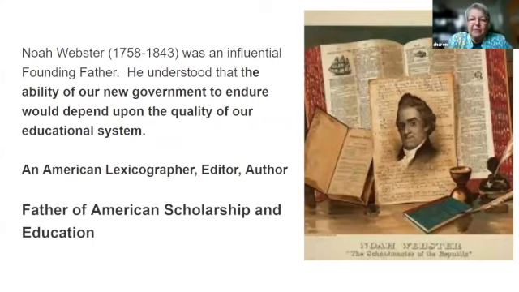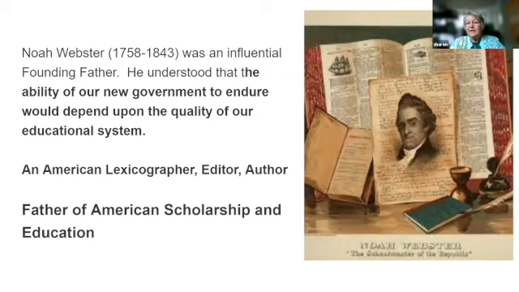Now, we didn't start out that way. At the end of the Revolutionary War, when the country was getting set up, our founding fathers knew that we need to educate the people. If we wanted to keep a free country, we have to have educated people. And one of the lesser known founding fathers was Noah Webster. And Noah Webster had a fantastic drive to do something about the education of American children.